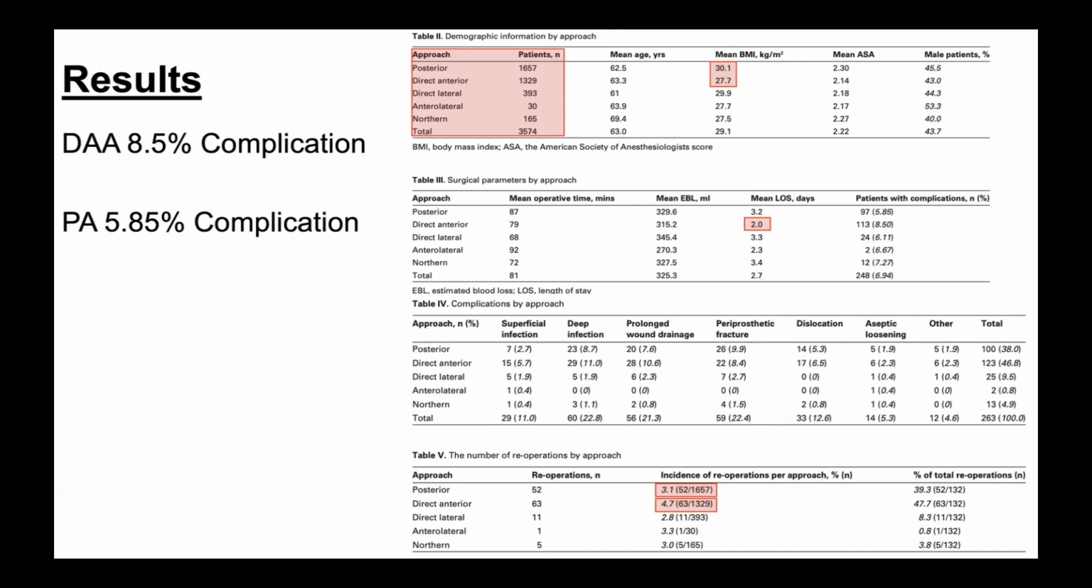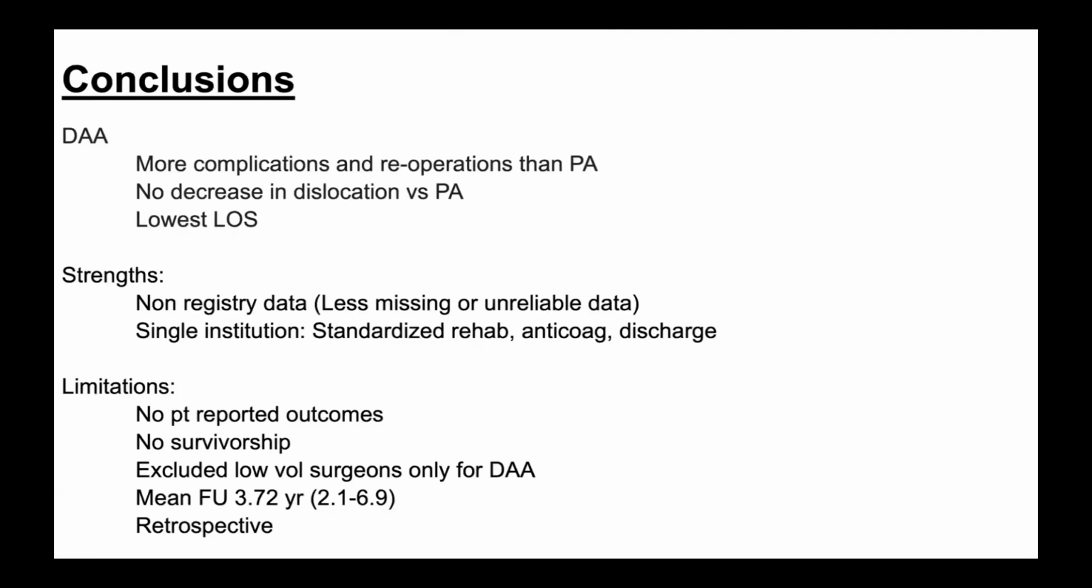Anterior approach patients' reoperation rate was 4.74%, higher than 3.13% for posterior approach patients. There was no difference in the rate of dislocation or fracture between any approach, and anterior approach patients had the lowest length of stay at the hospital. So in conclusion, authors compared these approaches and found that the anterior approach had more complications and reoperations without a decrease in dislocation compared to the posterior approach, but the anterior approach did have the lowest length of stay. So we are still unable to crown a superior approach.